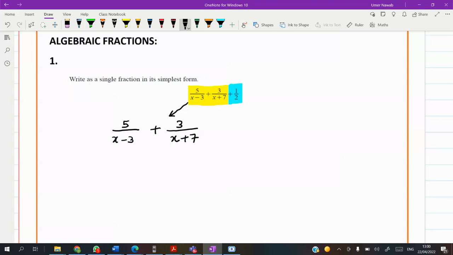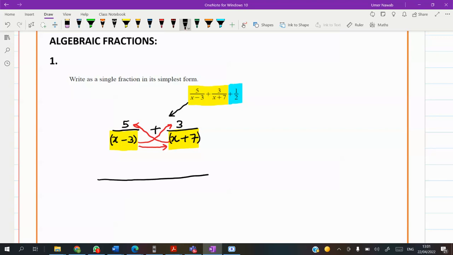The rule which I always use to simplify fractions: I look into the denominators, x minus 3 and x plus 7. It's better to put brackets around them. Okay. The next procedure is you need to do the cross multiplication. Do you see? So these three arrows are multiplying, we have to do these three things when we write a single fraction.